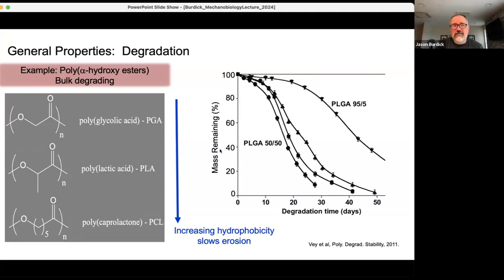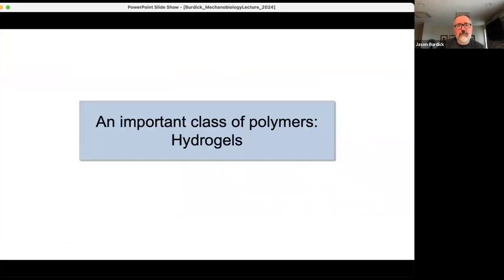And then what's nice is, again, we can synthesize these and we can make copolymers of maybe lactic and glycolic acid. And based on the chemical composition, I can change the degradation. So we think a lot about degradation in my lab. These are handles that we can tune to change those properties.